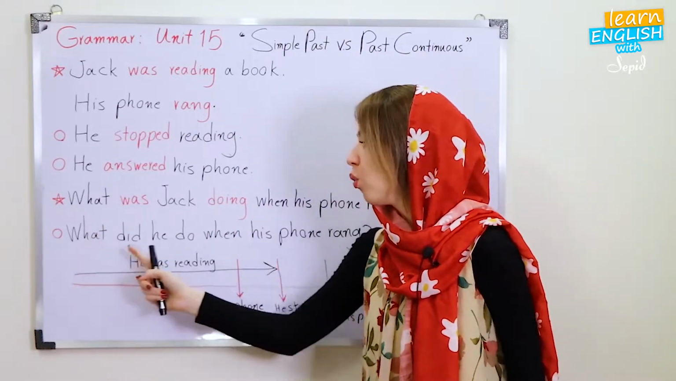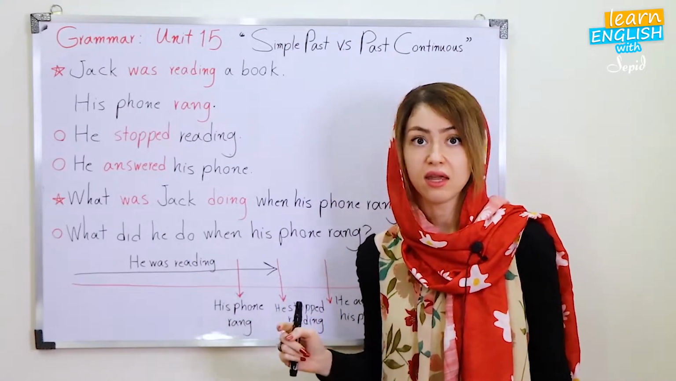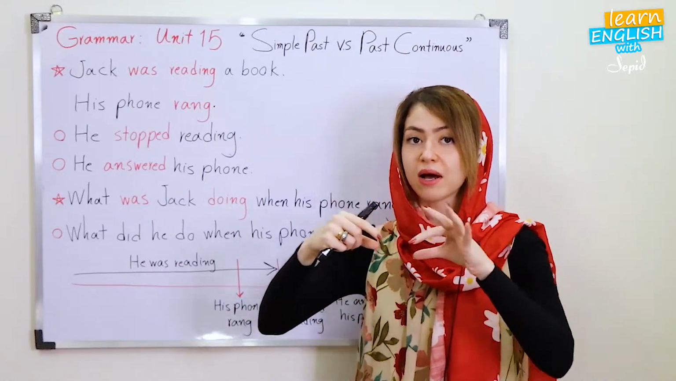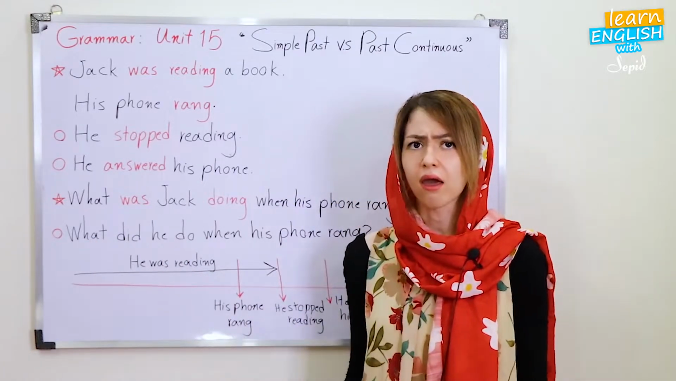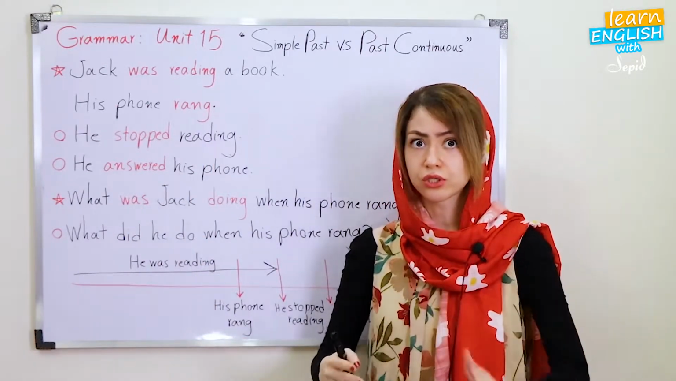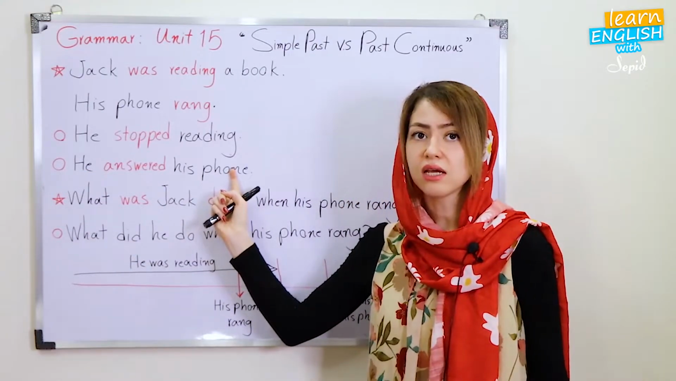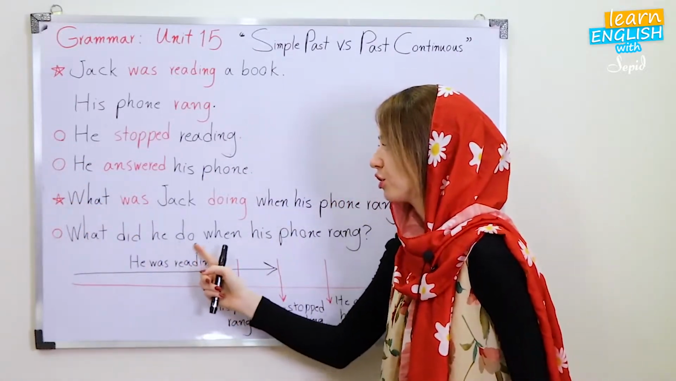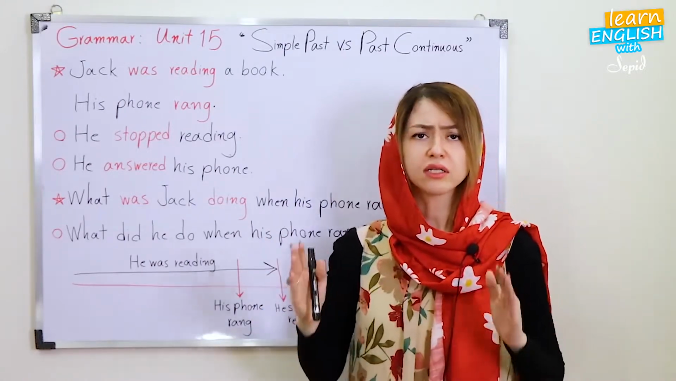Next question. What did he do when his phone rang? Now it is asking about the single action, not about the continuous one. What did he do when his phone rang? We can answer, he stopped reading. He stopped reading and he answered his phone. So follow the circles here. These are the answers to this question. Up to here we understand that.